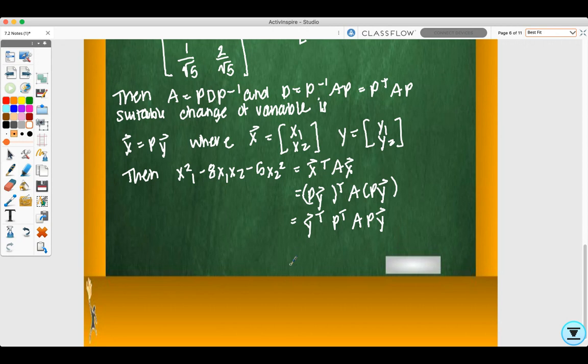And P transpose AP equals D. So we have y transpose Dy. And that would be 3y1 squared minus 7y2 squared.